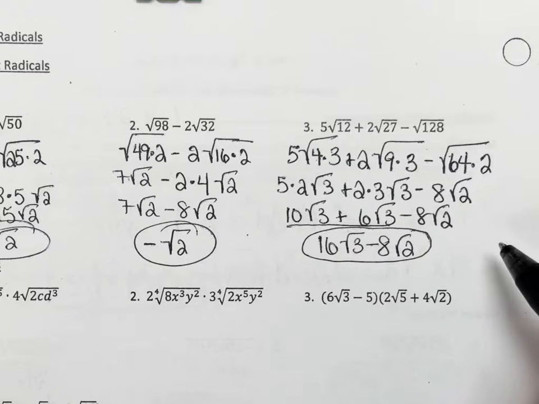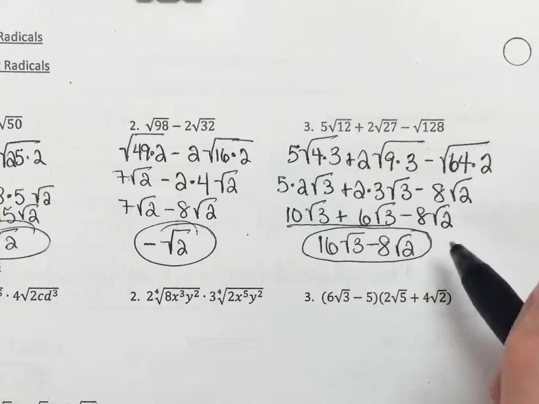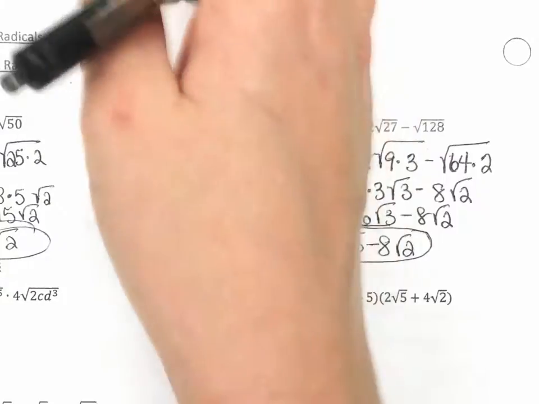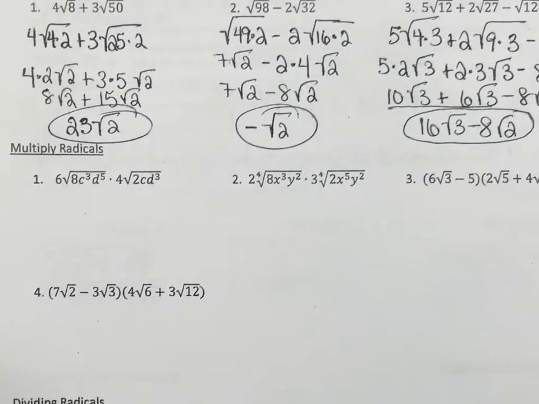You could factor out an 8 if you wanted to. They don't normally do that, though, when they're different square roots. But sometimes they do. Sometimes they don't. Okay. All right, here we go. It's one of those things you got to look and see what they give you.